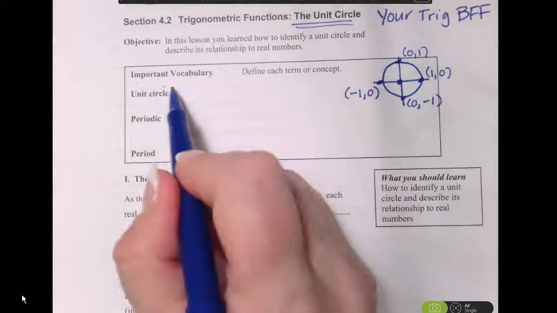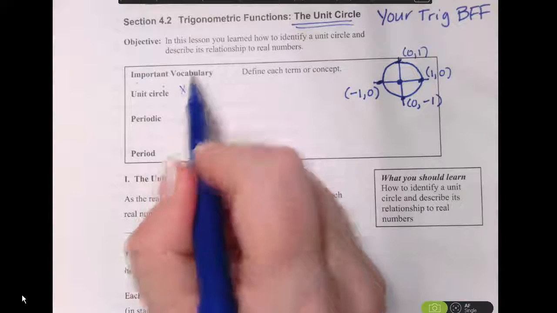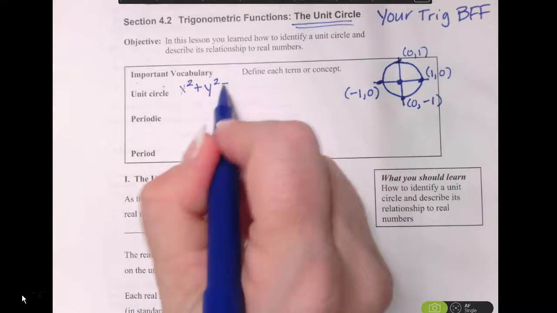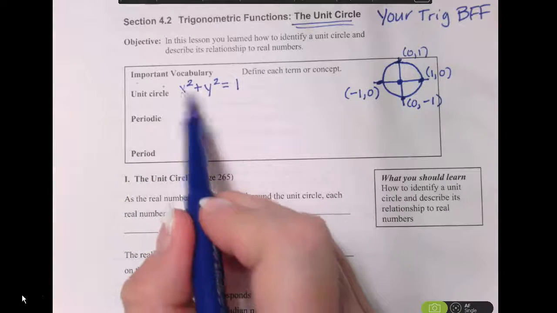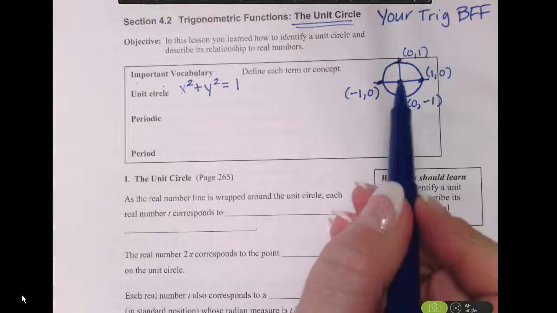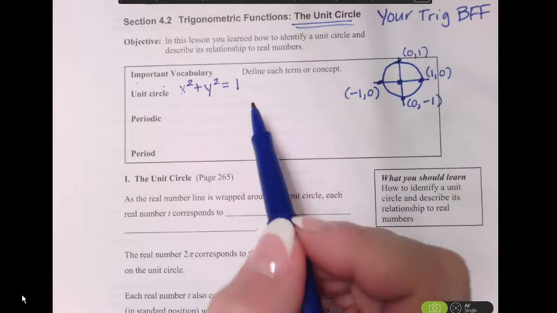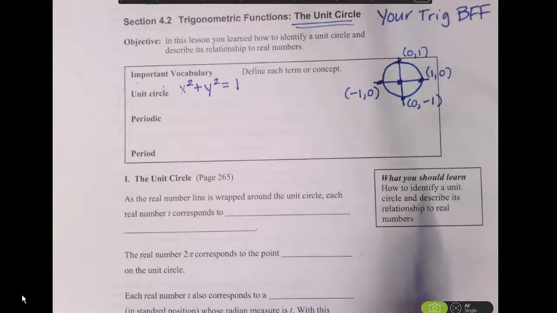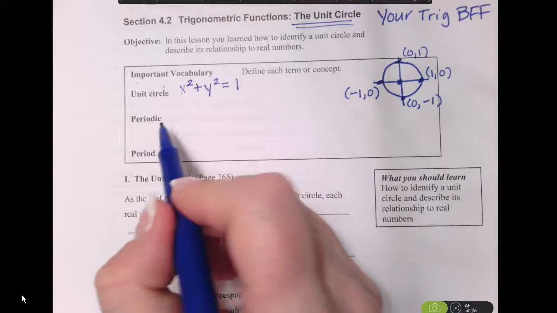Now if you remember from geometry the equation of a circle, the equation of our unit circle is x squared plus y squared, because the center is at the origin, equals 1, because the radius is 1. And we're going to talk about that in much more detail.